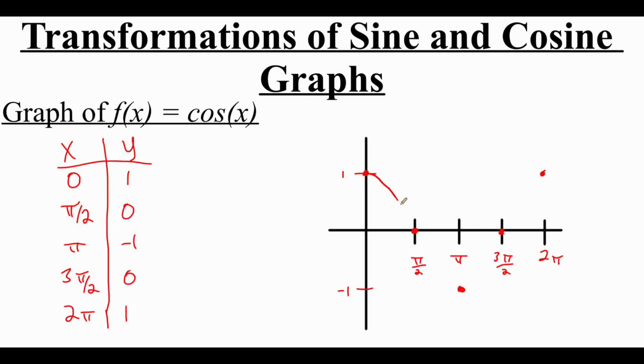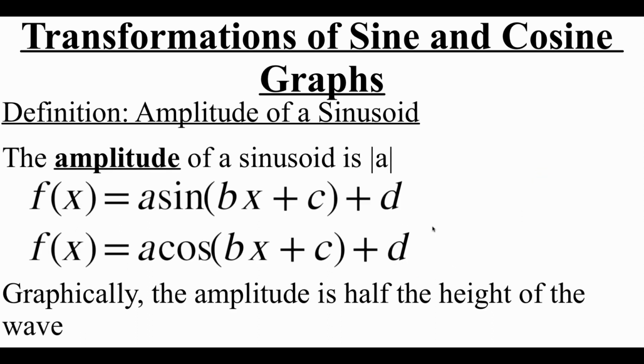Now, if I connect all these dots, this should give me my cosine wave. And again, I picked these 5 x values, and we got these 5 points, because that's what helps us complete one full cycle of our graph. Now, those were pretty basic sine and cosine functions, but we're going to start performing some transformations with them.